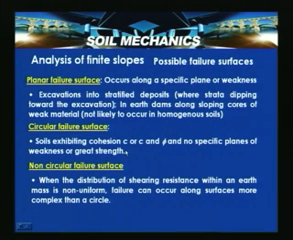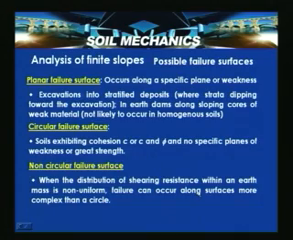So, soils exhibiting C, that is cohesive slopes only, or soils exhibiting C and phi and no specific planes of weakness or great strength. For soils which do not exhibit any specific planes of weakness or great strength, circular failures can take place. And non-circular failure surfaces: when the distribution of the shear resistance within an earth mass is non-uniform, failure can occur along surfaces more complex than a circle.